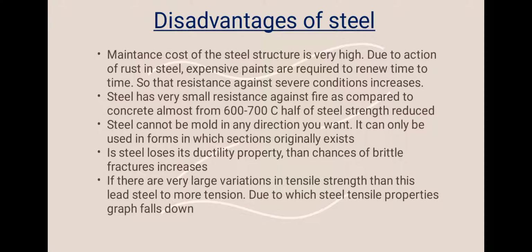Steel has very small resistance against fire as compared to concrete; at almost 600 to 700 C, half of the steel strength is reduced. Steel cannot be molded in any direction you want. It can only be used in the form in which the section originally existed. If steel loses its ductility, then the chances of brittle fracture increase. If there is a very large variation in the tensile strength, then this leads steel to more tension, due to which the steel properties graph falls down.